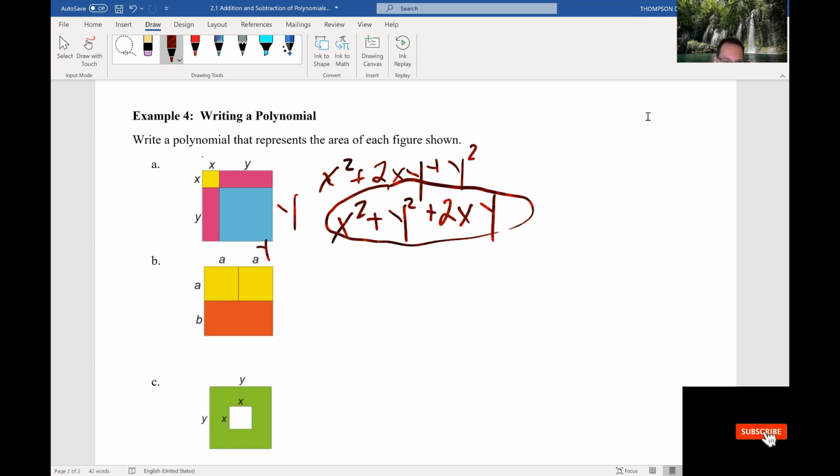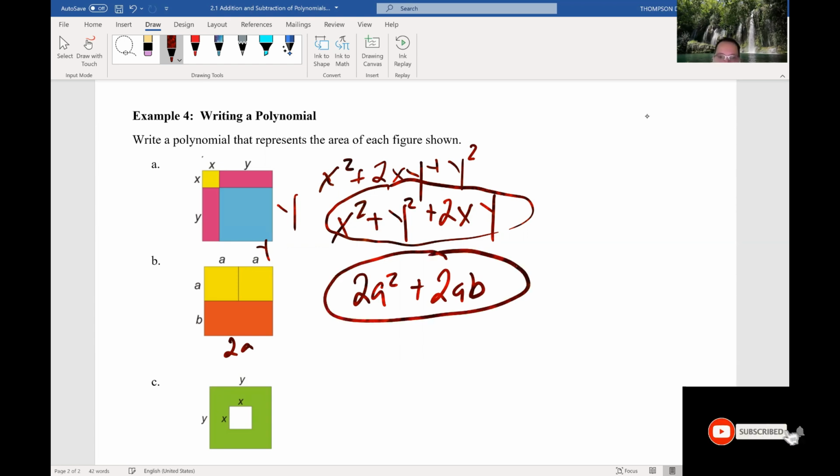The bottom, in B, we have an a by a square, which is the yellow one, and a rectangle, where the length is 2a and the width is b. So our expression would be 2a squared, since there's two yellow squares, plus, and then for the orange one, it'd be 2ab, and we are done.